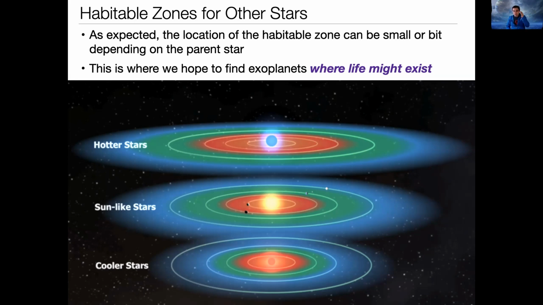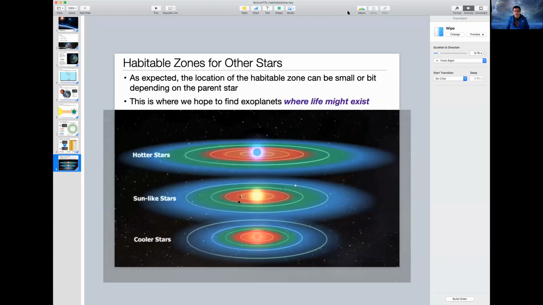The reason we care about this is because we're going to start looking for exoplanets around other stars, and we're going to find them at all different distances from the stars. But if we want to talk about the ones where we have a hope that life might exist, then we really care about the ones in the habitable zones, which is why we need to know how far away from the star we should be looking to find planets in the habitable zone. So that's all I'm going to say for lecture today.